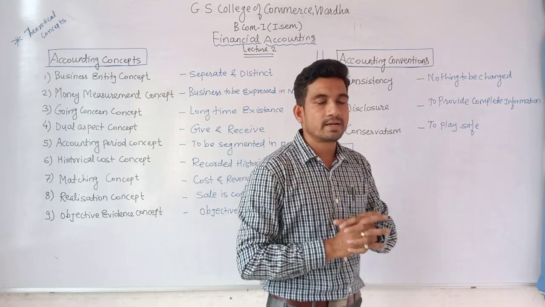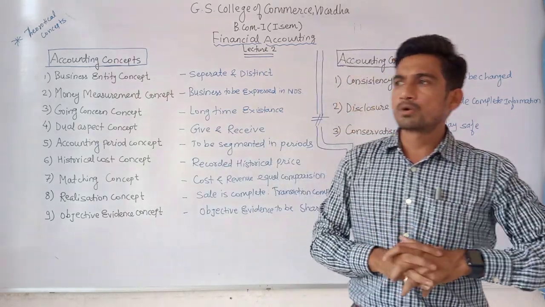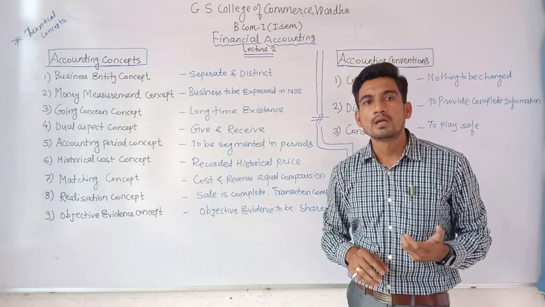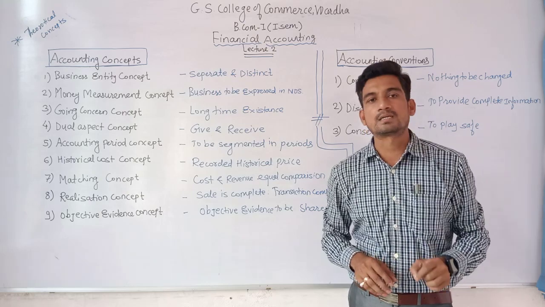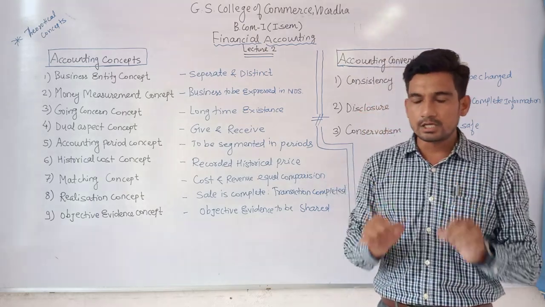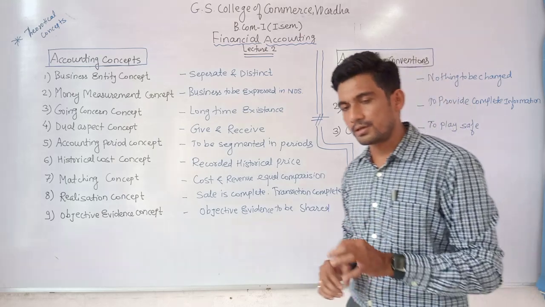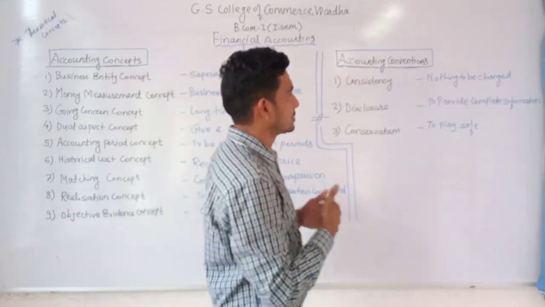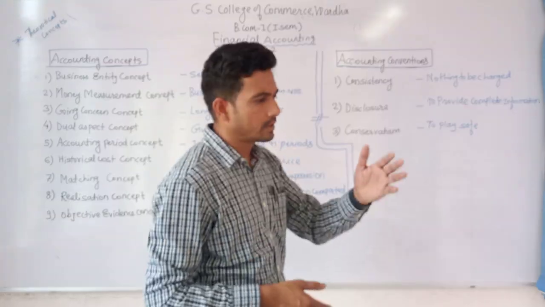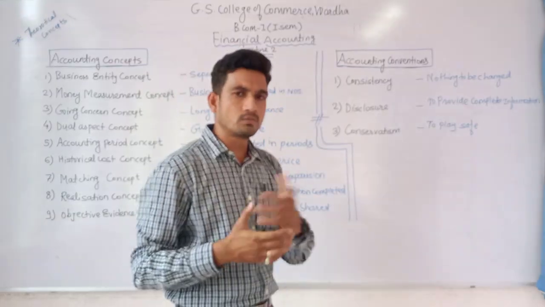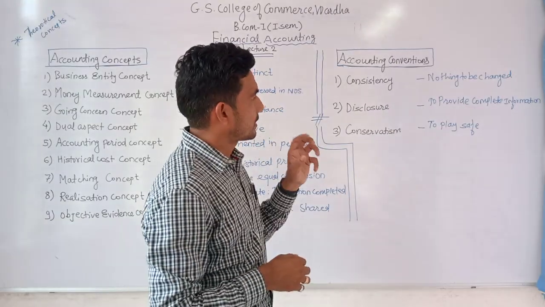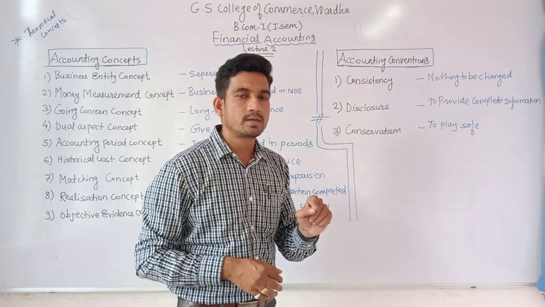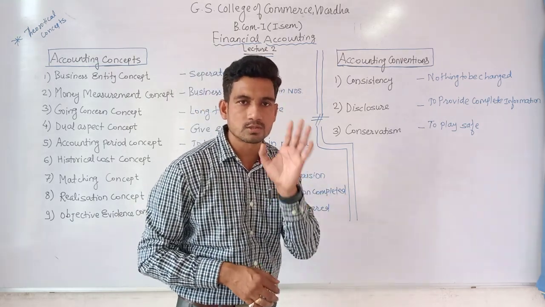Why do we have to give complete information? Because shareholders are a part of your business, and shareholders have a complete right to get each and every piece of crystal clear information about accounting, about the profit, loss, operating costs, operating expenses, everything, working capital requirements. That complete information should be provided to the shareholders, the part owners of the business.